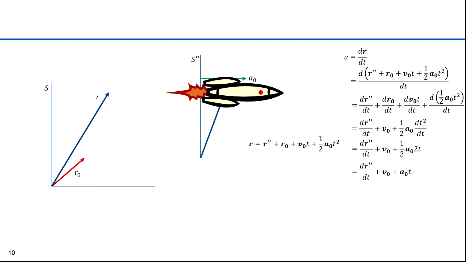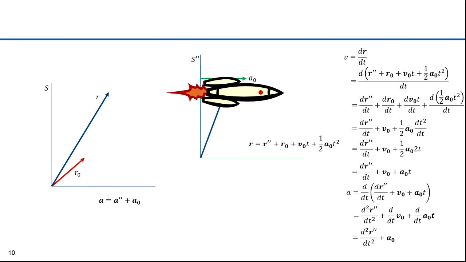Let's now say that the object is accelerating within S'. Acceleration is the change in velocity. That's expressed this way. That results in this equation, dv0/dt, and it's 0 since v0 is a constant. d(a0t)/dt is a0. That reduces to this. Acceleration in frame S is the acceleration within frame S', plus the acceleration of S'. We can express the acceleration in frame S more simply. It's the acceleration in frame S', plus the acceleration of frame S'.